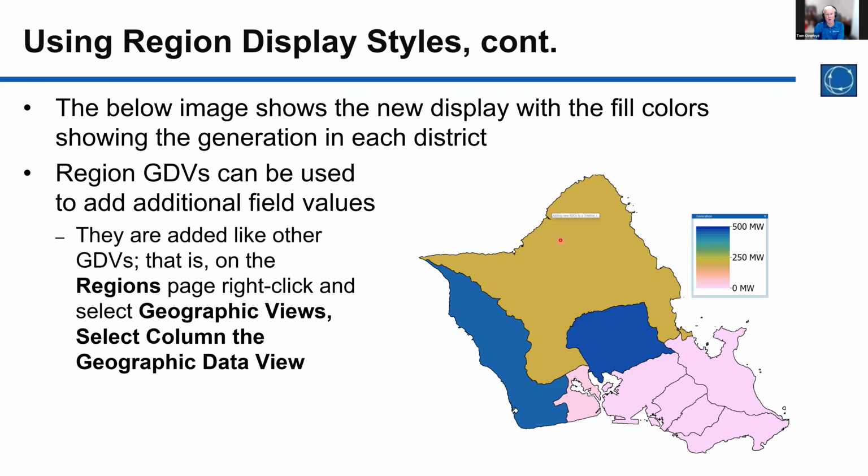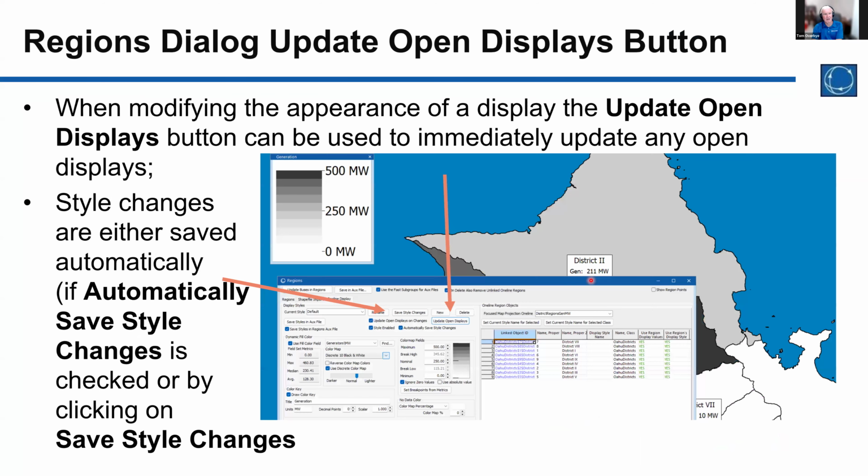So this is an example where on my Hawaii one, I color the background color based upon how much generation is in each particular district here. And because regions are power system objects, you can also insert labels associated with these regions using the standard geographic data view option. So if you want to see things like the name of the region and whatever fields you want, that's just the same functionality that you use with any other geographic data view object.